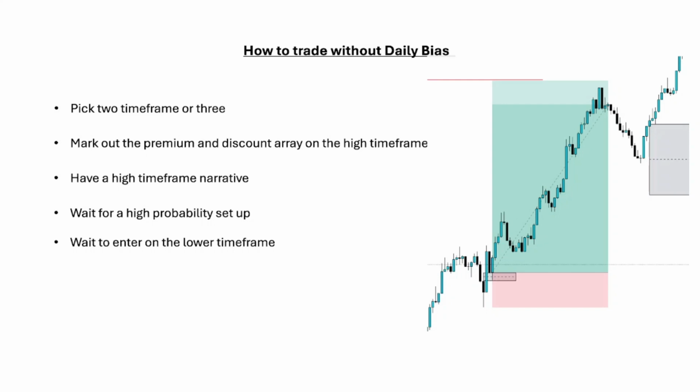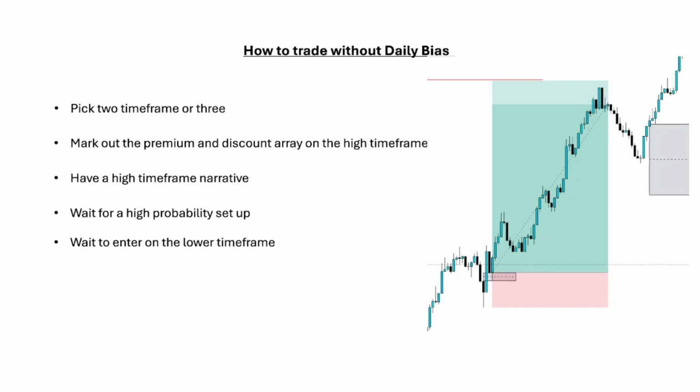So we're talking about how to trade without a daily bias. If you want to trade without a daily bias, first you need to pick 2 time frames or 3. If you are planning on going lower, to maybe the 1 minute or the 30 seconds, to see more price movements, you might pick 2 or 3, but the minimum is 2 time frames.